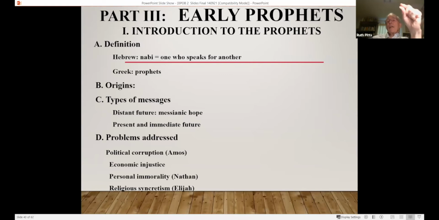But most of what they had to say was very immediate. This is a problem we are facing in our society. We need to do such and such now and get this fixed, or else. So problems addressed: political and economic corruption. Amos is all over that. Personal immorality of people. That's why Nathan called David to court. Religious syncretism, failure to worship and love God, Elijah, Hosea, and so on.